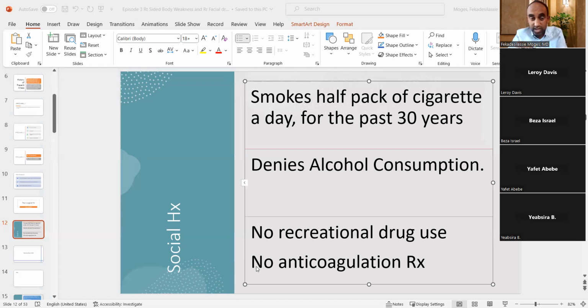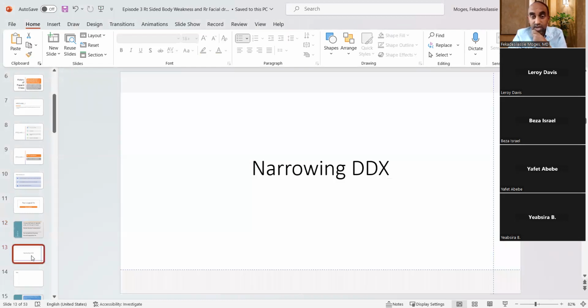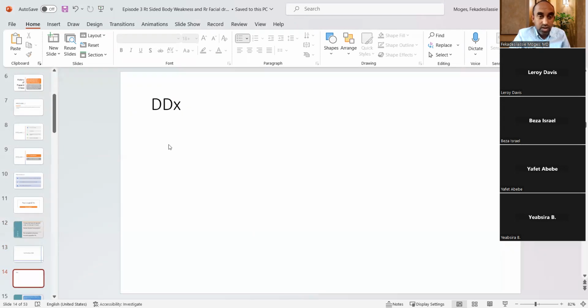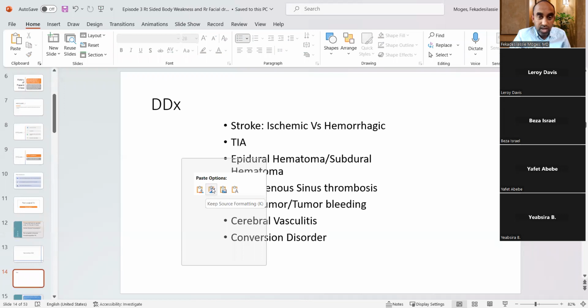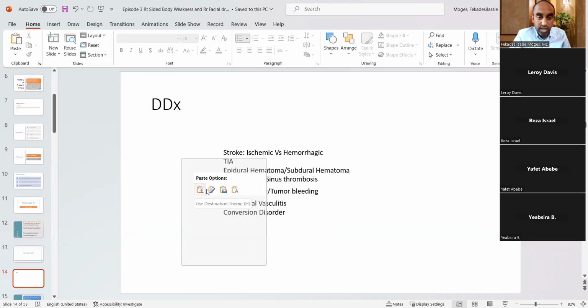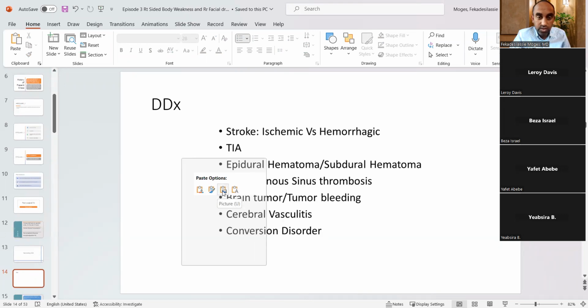Actually, that's part of the medical history, so you can take it out, okay? It doesn't matter. We discussed it already. That's very important, okay? So let's narrow our differential diagnosis. I will paste down whatever differential diagnosis we have been mentioning up there. I will bring it here and then we'll narrow it down, okay?